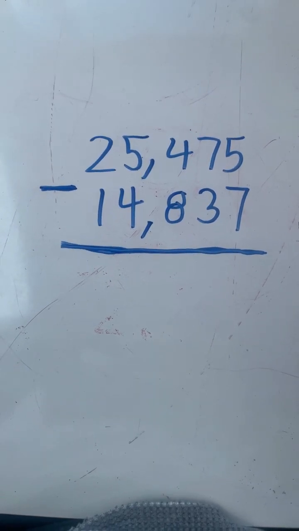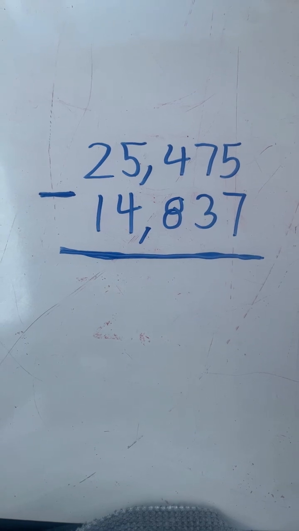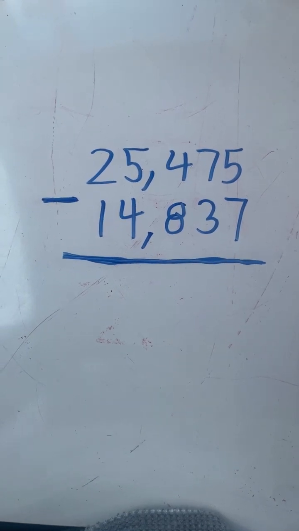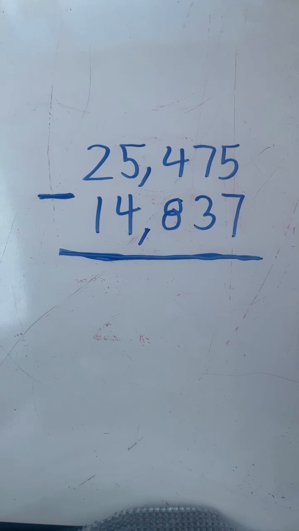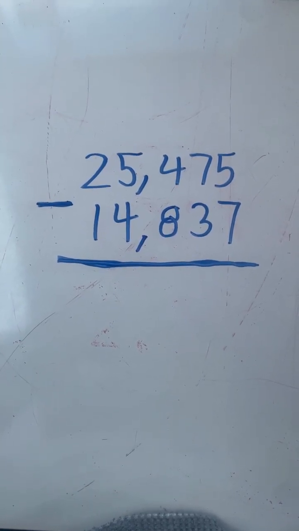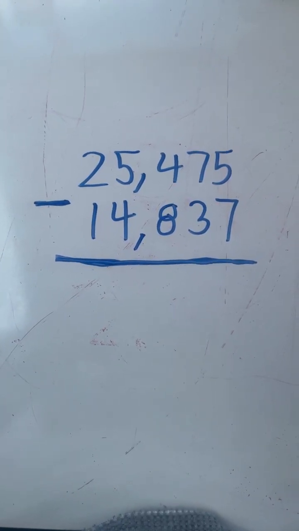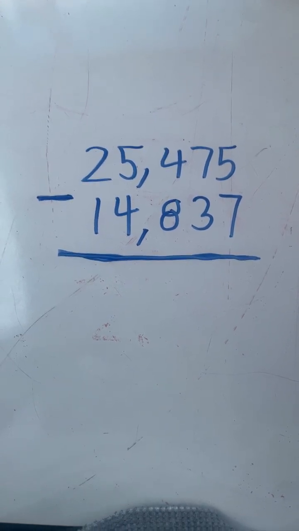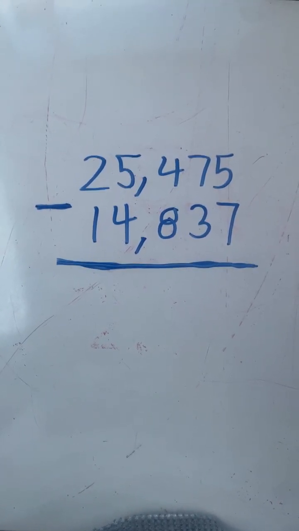So this video is going to focus on multi-digit subtraction that requires regrouping. Our model problem is 25,475 minus 14,837. And I'm going to go through step by step how to solve that problem.